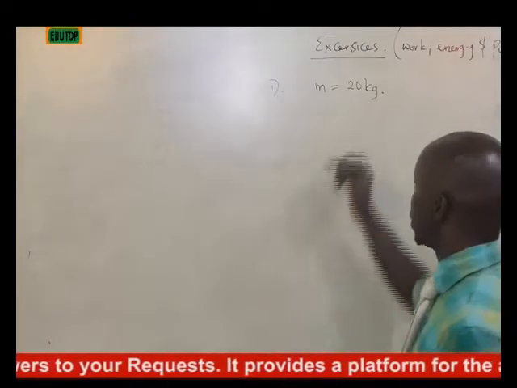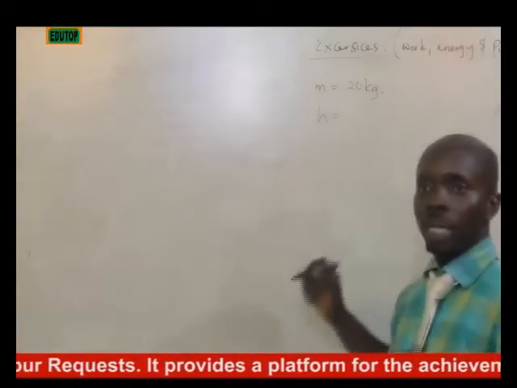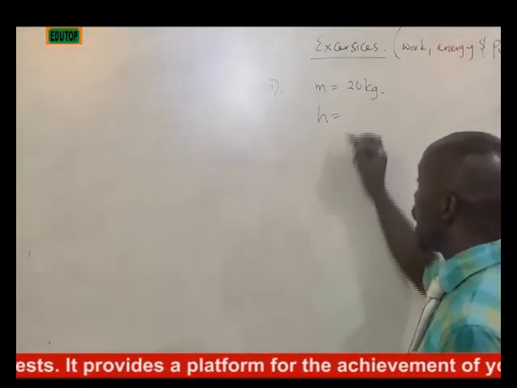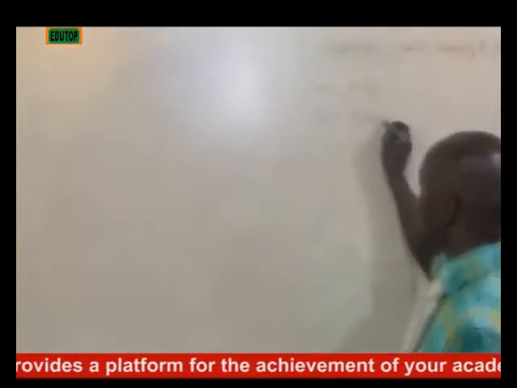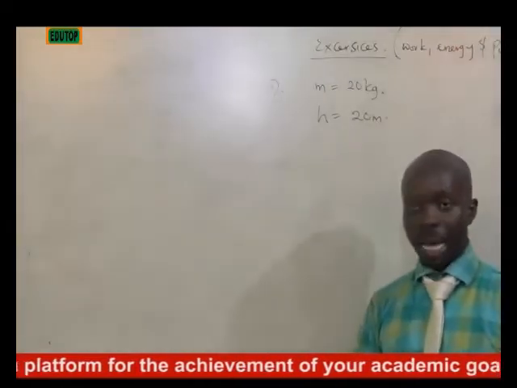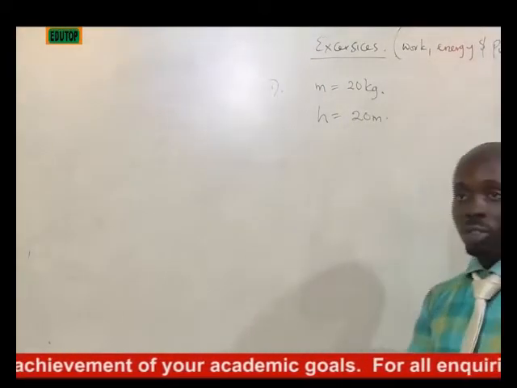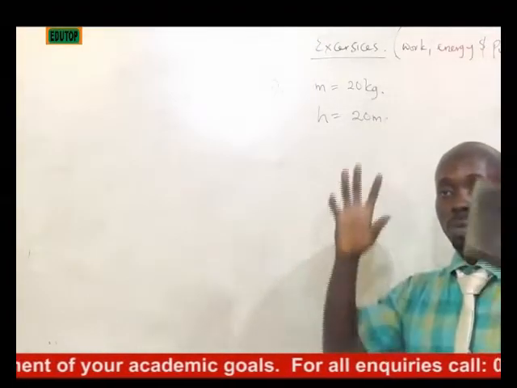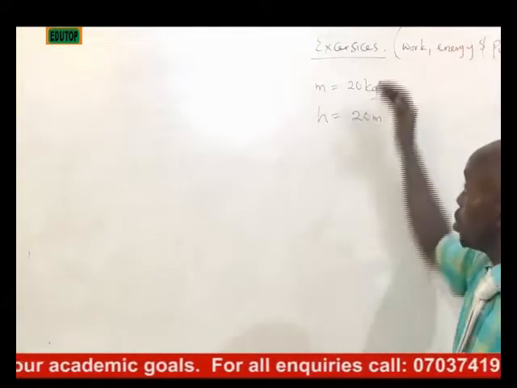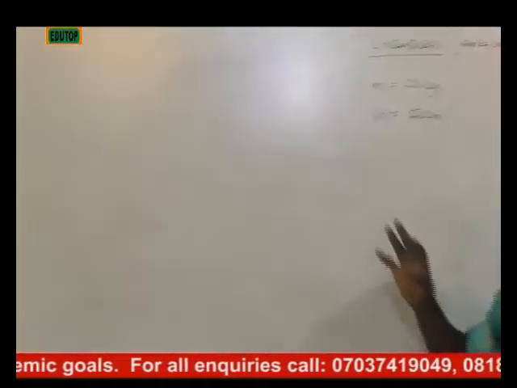Falls through a height, falls from rest through a height of what? 20 meters. Follow the question. In science, you have to learn how to write out your parameters. You don't just read the question through and then manufacture the formula and solve. No, you must write out your parameters which you are using to solve your question.